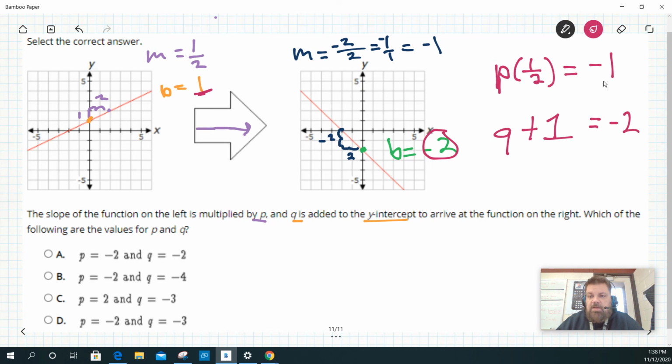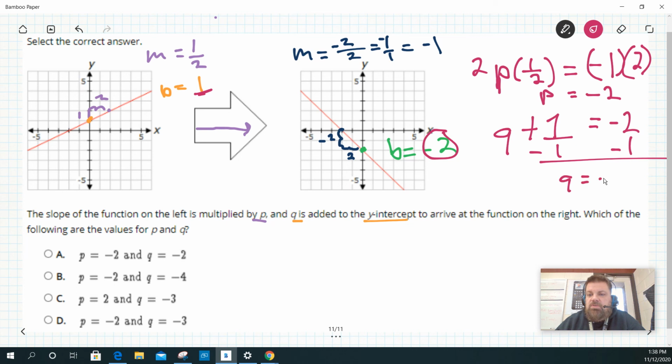So now to find these, I'm just going to do a little bit of algebra. So to get rid of the 1/2, I multiply by the reciprocal. I multiply by 2. And whatever I do on one side of the equal sign, I have to do on the other side. And so 1/2 of 2 is 1. That gives me p is equal to 2 times negative 1, which is negative 2. And then over here, I got to solve for q. So I just subtract 1 from both sides, and I get q is equal to negative 3.